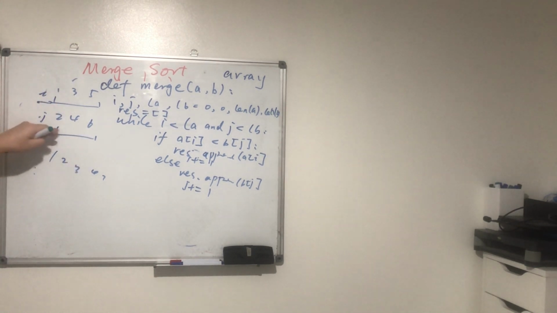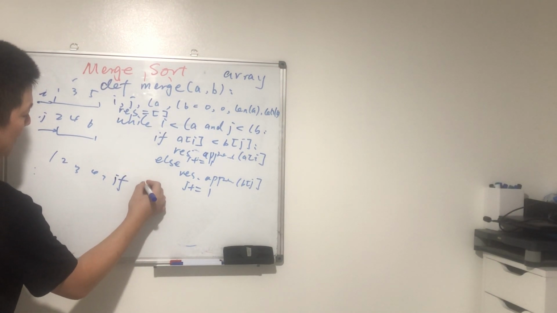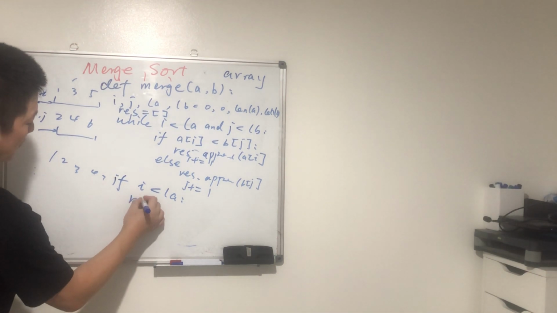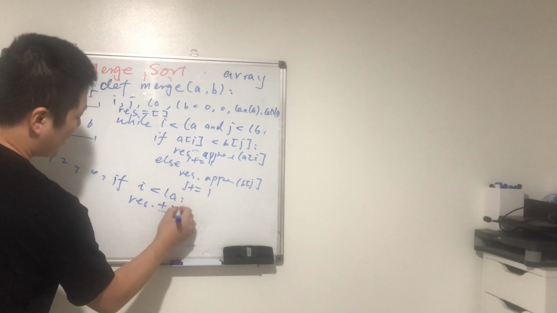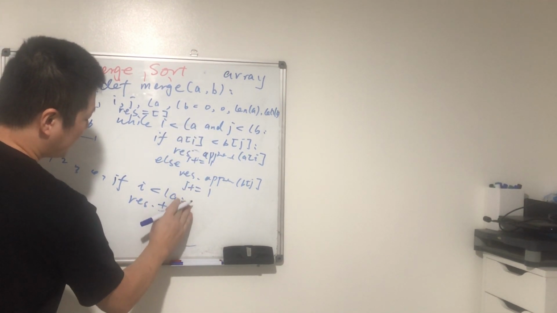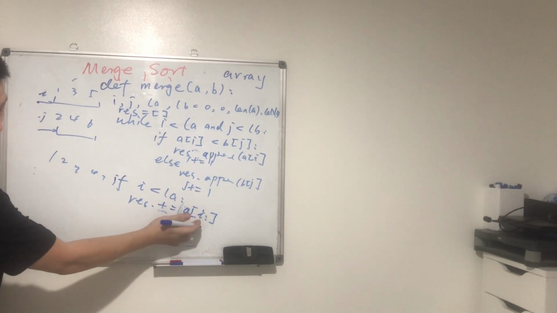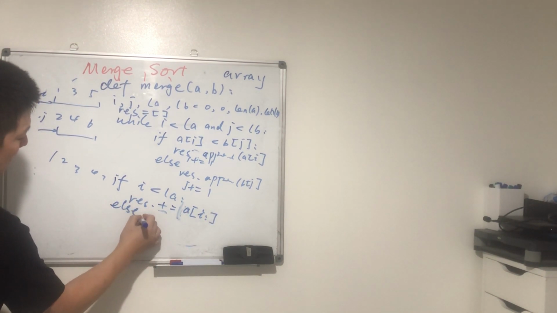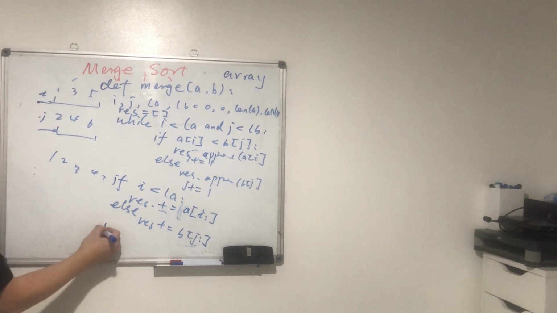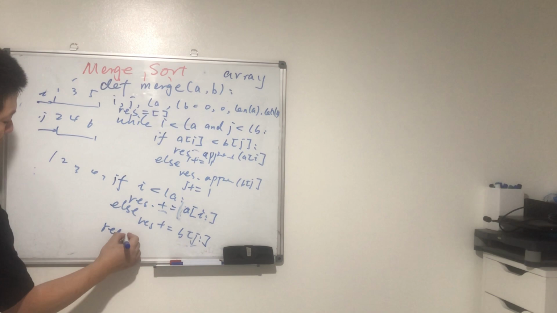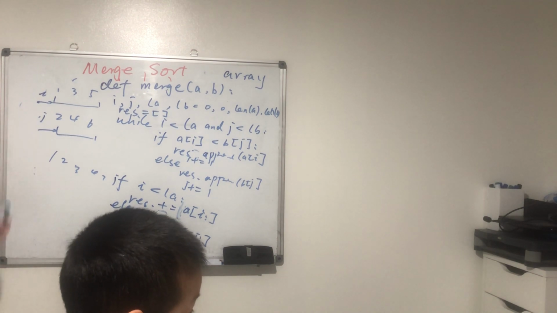When one reaches the end, the other may not finish, right? So we need to compare the size. If i is smaller than LA, then we append from the current position to the end, result plus equals A[i:], and likewise B[j:], and then return result. Got it? You see how beautiful this algorithm is, right?